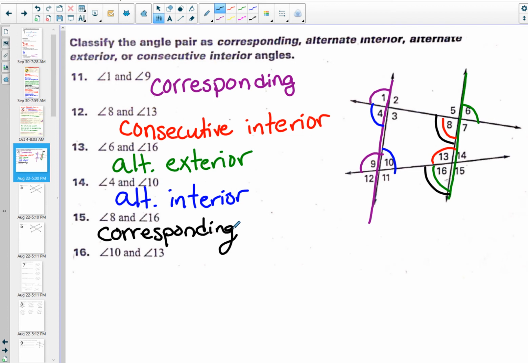10 and 13. I don't think I've done yellow here. Where's my rock star that keeps saying the answers? She's just like beating me here. Okay, consecutive interior.